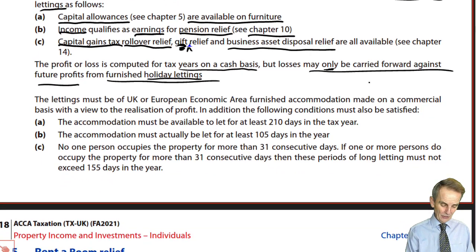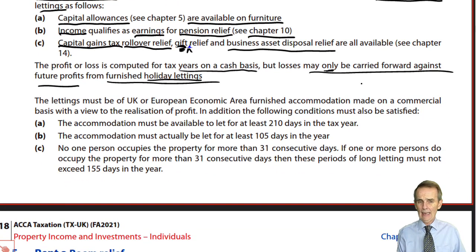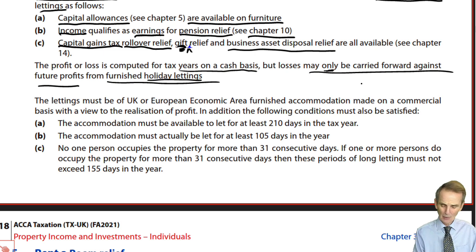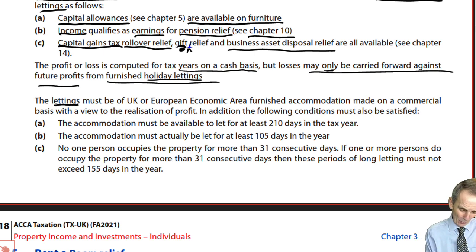But then, of course, the question, for something that you're going to have to learn at some point, probably closer to exam date, is: I've gone on about furnished holiday lettings. What makes a property a furnished holiday letting? Where does that holiday qualification come in? And that's what we have here. The lettings, now, what are the rules?